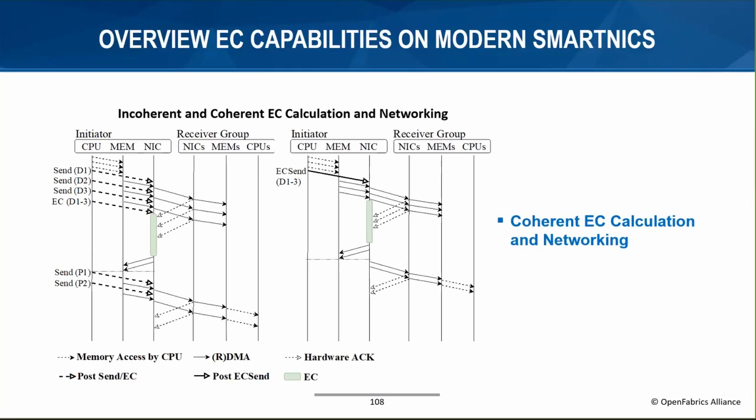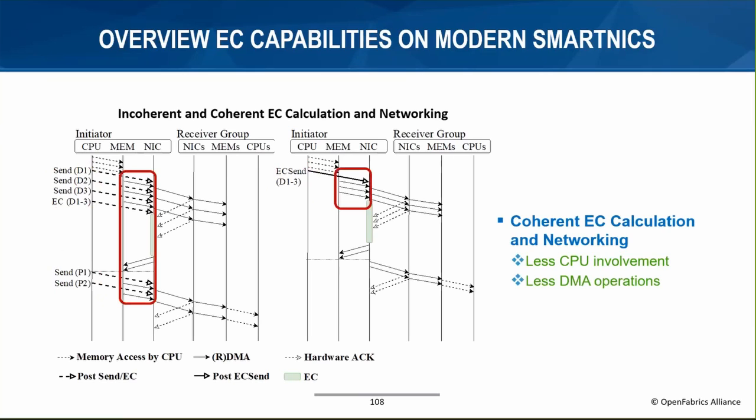On the other hand, with coherent EC calculation and networking, the initiator only needs to post one EC-and-send operation to complete the same goal, so the coherent feature involves less CPU time than the incoherent one. Another potential advantage is that coherent EC calculation and networking may need fewer DMA operations. Based on our understanding, the implementation of coherent EC calculation and networking has the potential to reduce DMA operations significantly.